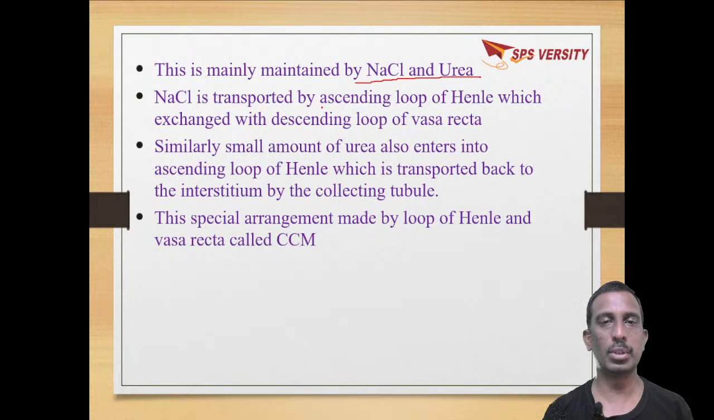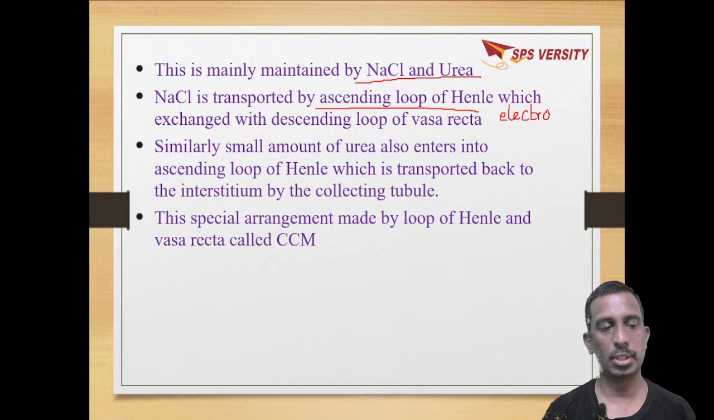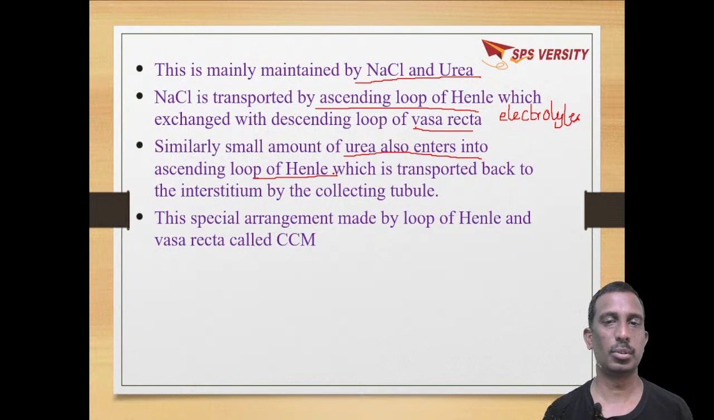So NaCl is transported by the ascending limb of Henle. The ascending limb is permeable to electrolytes, that is sodium chloride, which is exchanged with the vasa recta. Similarly, a small amount of urea also enters the ascending limb of the loop of Henle, which is transported back into the tissue by the collecting tubule.